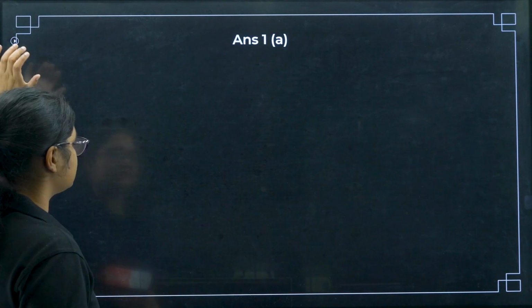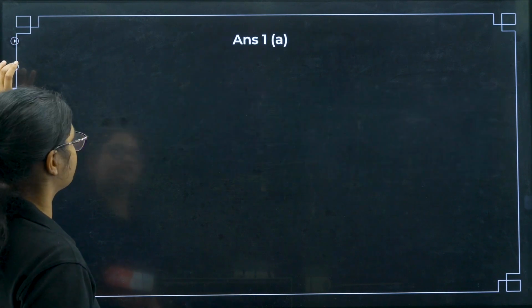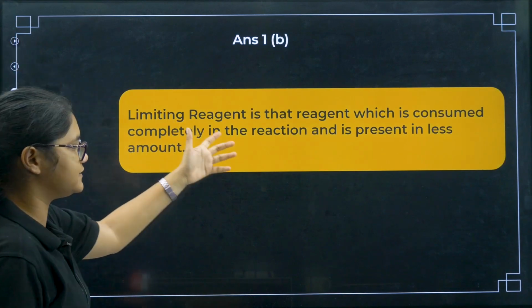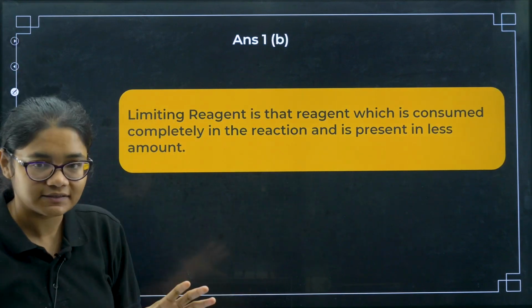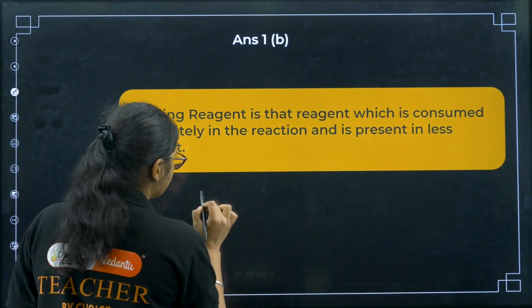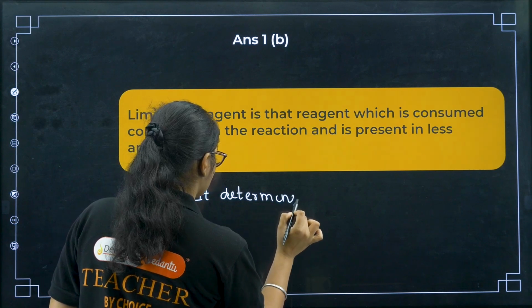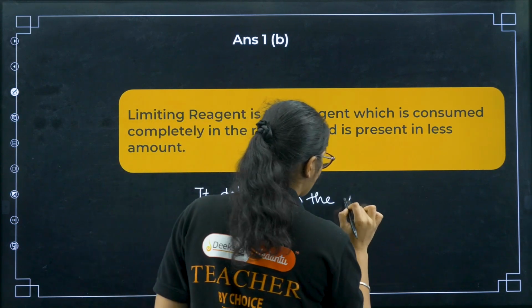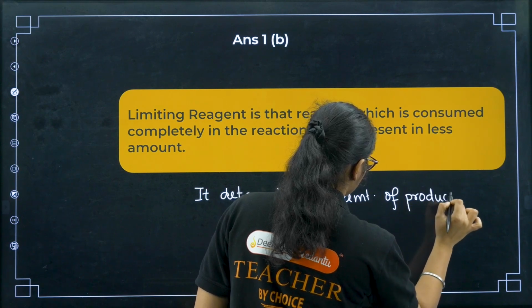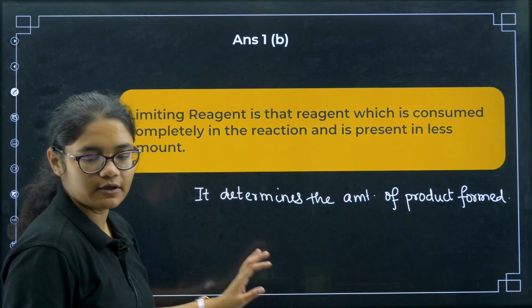Clear? Now there was a second part of this question as well. What is a limiting reagent? All of you know that the limiting reagent is the reagent which is present in less amount and is consumed completely in the reaction. You can also write that the limiting reagent determines the amount of product formed. Clear?